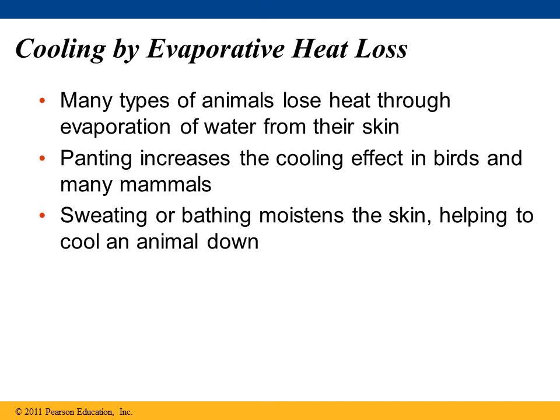Now, the next adaptation that helps animals regulate their temperature is cooling by evaporative heat loss. When an animal is too hot, it is important for the animal to cool down. Many types of animals lose heat through evaporation of water through their skin. Also, panting increases the cooling effect in birds and many animals such as dogs. Now, sweating and bathing can moisten our skin, which helps cool us down. Think about taking a shower when you're hot.